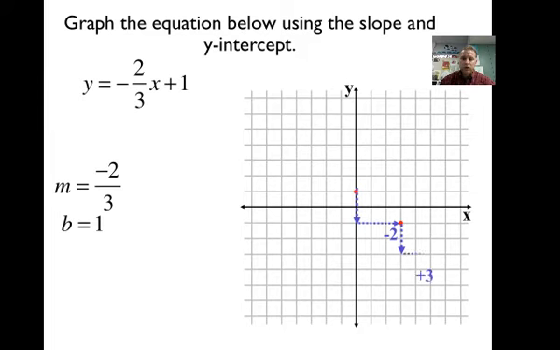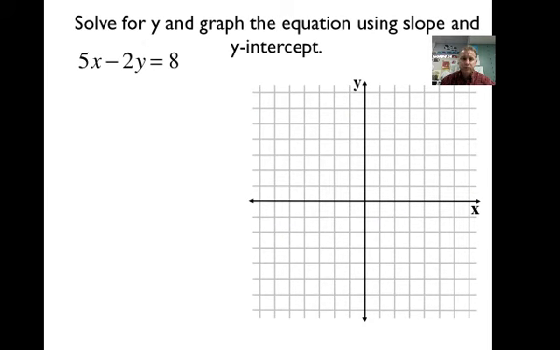I can go down 2 again, right 3 again. Or if I wanted to, I could put the negative down at the bottom. So what that does is, instead of going down, I'm going to go up 3, but now I'm going left 3. And I could do that again. And it doesn't matter which way I go. If I do it correctly, I'm going to get a straight line. Now remember, if there's a negative, it only goes either on the top or the bottom. It can't go in both spots. So that's the one thing we need to be careful about.